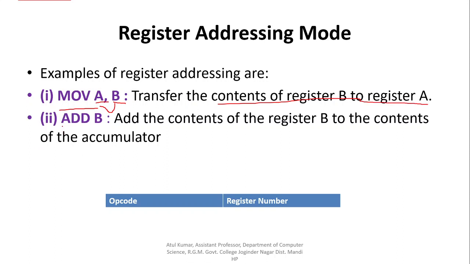The second instruction is ADD B. Here B is the name of the register and no second register is mentioned, so it means the second register is the accumulator. So ADD B means add B to the content of the accumulator. In this kind of instruction we have an opcode and a register number or register name where the content or operand is stored.